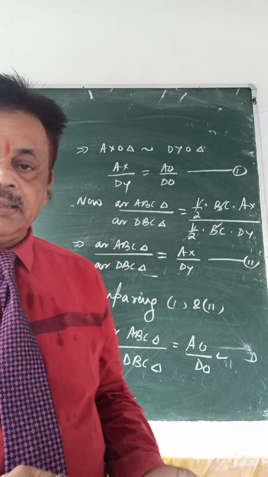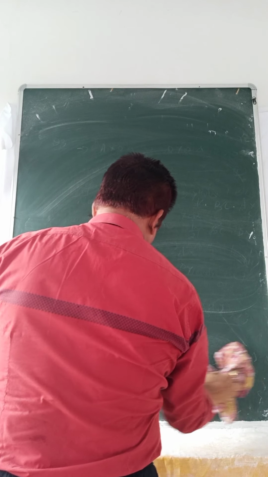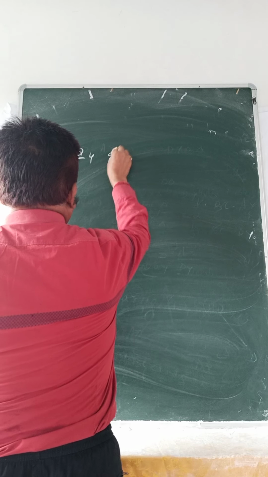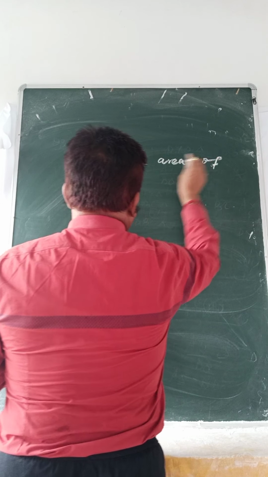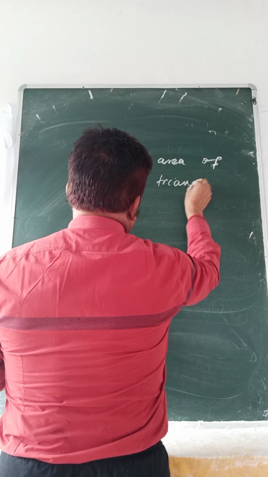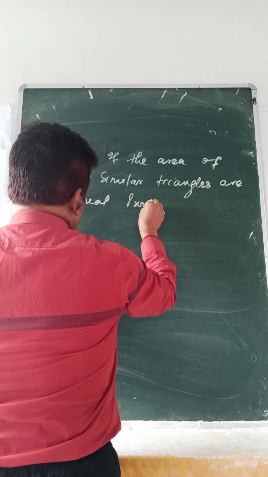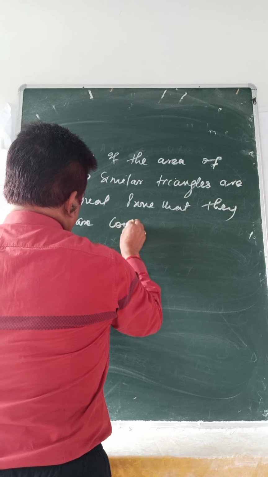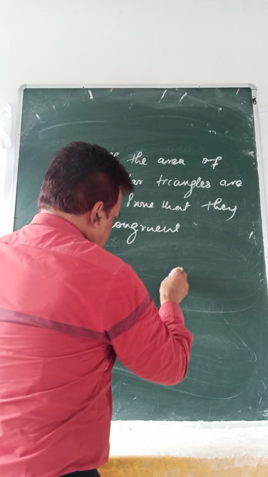If the areas of two similar triangles are equal, prove that they are congruent. Congruent and similar, I'll tell you. Congruent, you understand.